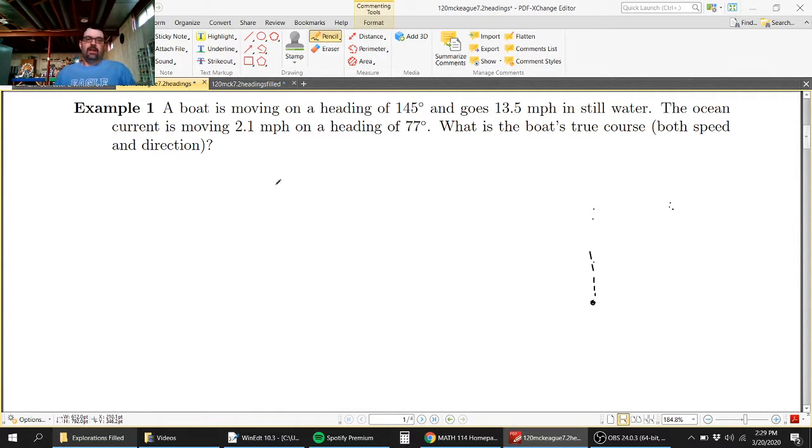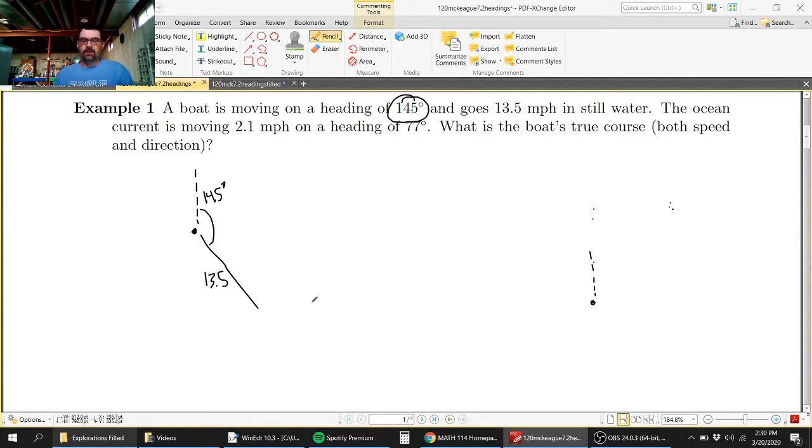Okay. A boat is moving on a heading of 145. So, here's our boat. I'm going to put in our north line like we often do. 145 degrees is more or less this direction. 145 would appear right here. All right. And it goes 13.5 miles per hour. So there's the vector for the direction the boat is pointing and how fast it would go if the water wasn't moving. All right, but we're on the ocean, and the current is moving 2.1 miles an hour on a heading of 77.